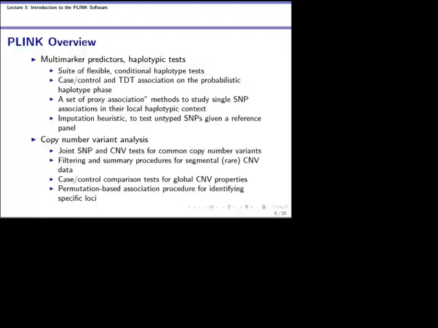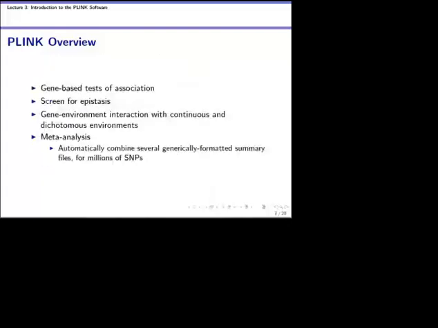There are a number of multi-marker predictors if you want to test multiple markers at the same time for association, like a haplotype test for association. You can do that here. You could also do haplotype frequency estimation, where from genotype data it can give you estimates of haplotypes. It has an algorithm for that. If you have data for copy number variants, CNVs, then you can analyze that with PLINK as well.